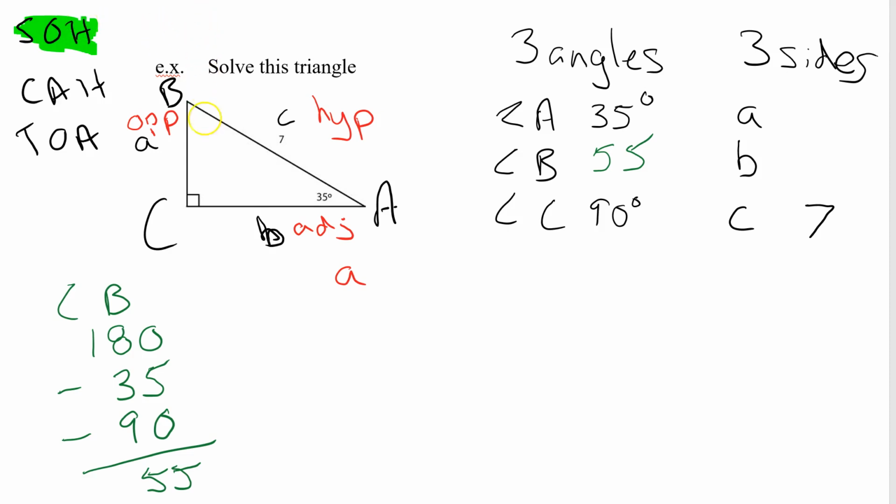And I knew that because I went, what am I looking for? What side do I know? So I wrote the formula. Sine of the angle equals the opposite over the hypotenuse. Now I'm going to plug in what I know. I know the angle to be 35. Sine of 35 equals the opposite. I don't know what that is, I'll change to an x, over 7.